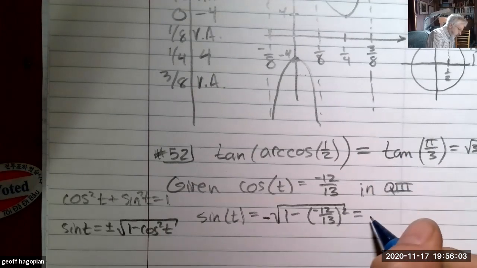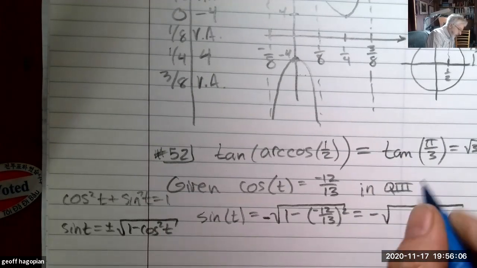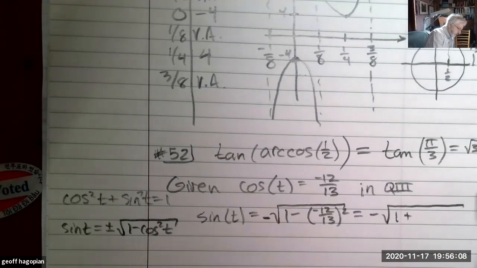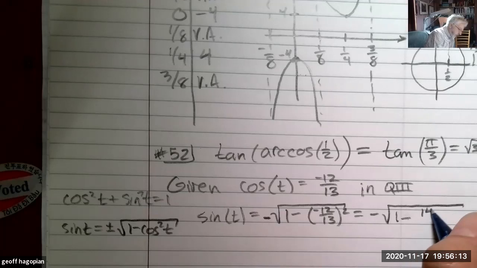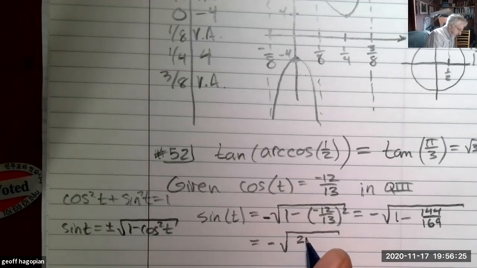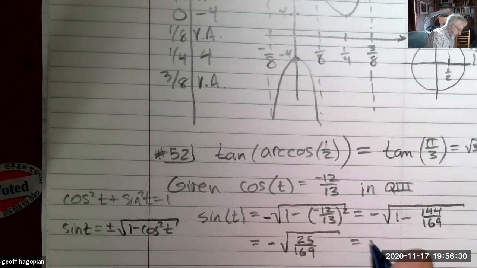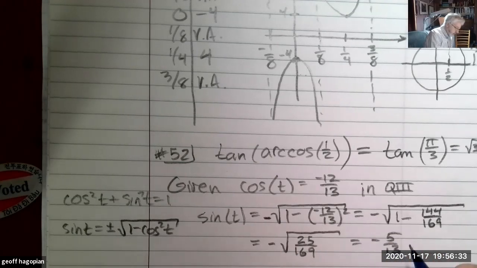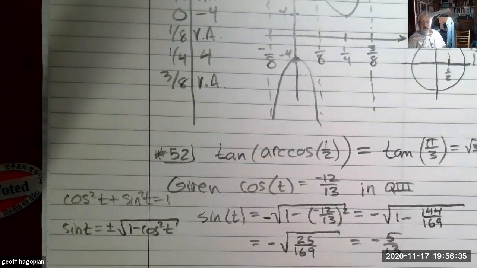That might seem daunting, but watch what happens. We get 1 minus 144/169ths, which we take, get a common denominator and subtract. And guess what? That's 25, which is a perfect square, over 169. So that's -5/13. Okay, and that corresponds to the Pythagorean triple 5, 12, 13, right?